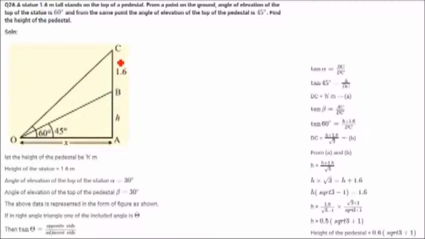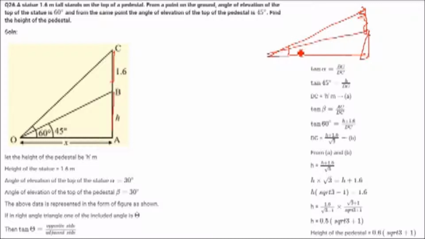A statue which is 1.6 meter tall, this is the statue, 1.6 meter tall, stands on the top of a pedestal. So this is a pedestal, and on this pedestal there is a statue. From a point on the ground, the angle of elevation of the top of the statue and the bottom, the top of the pedestal and the bottom.